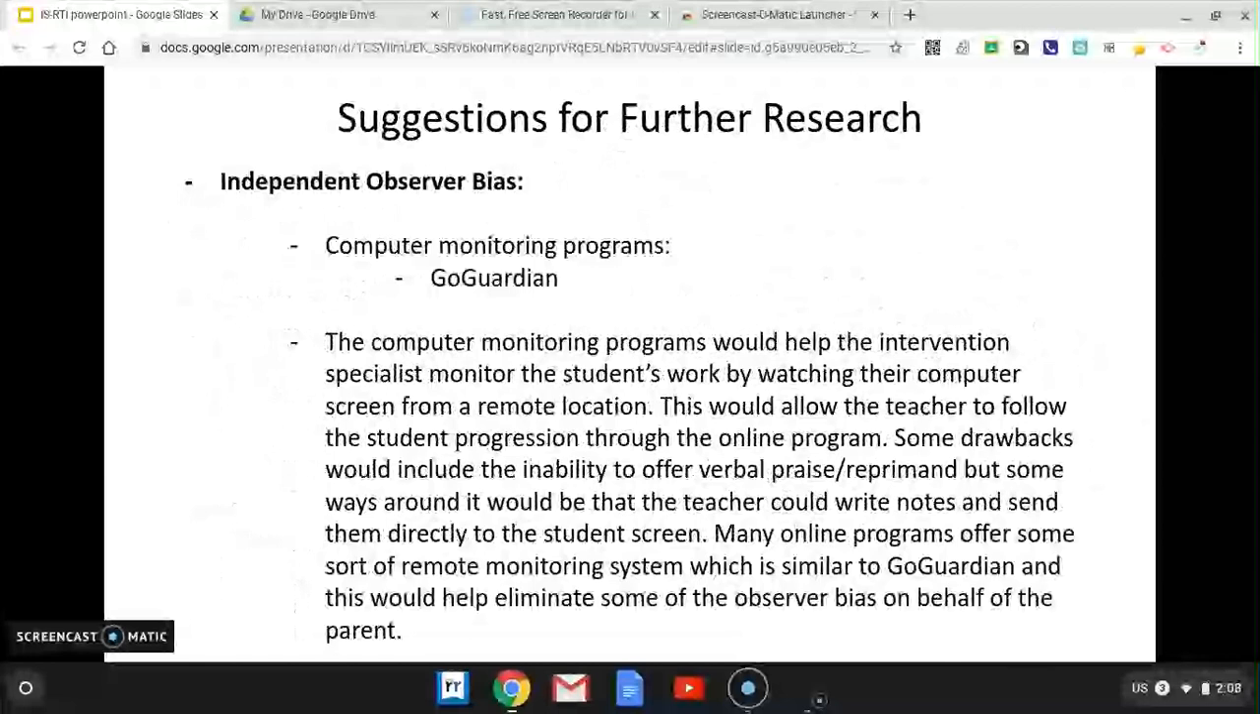Some things that might be used for further research are computer monitoring programs such as GoGuardian. This is a monitoring program to where the teacher can see the student's screen as well as how much time they are spending per problem. And that way they can know if the student is on a different website, or if the student is making progress in their lessons. And that's just something that could be used in a future study.